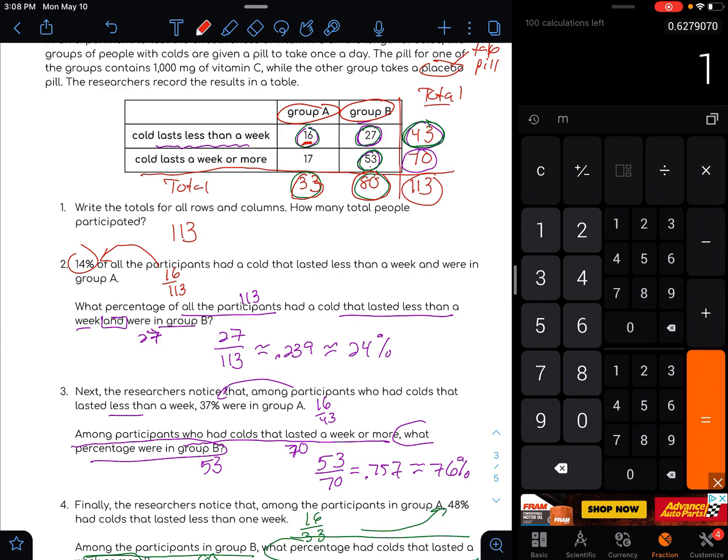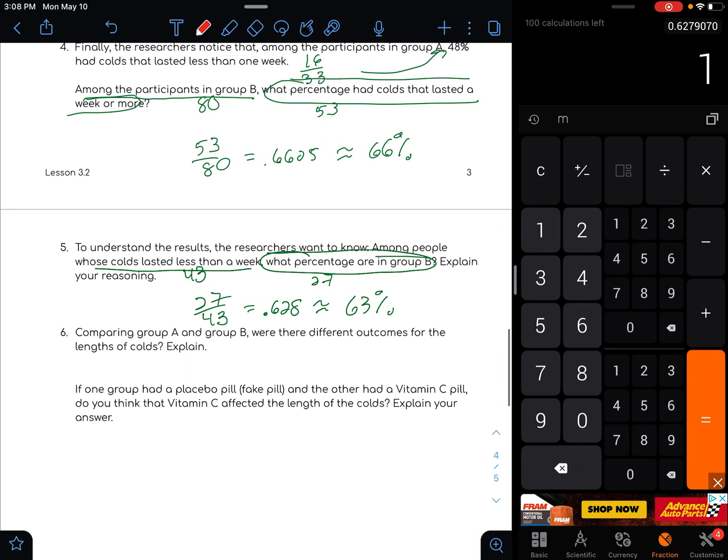But they don't have the same number of people, but still, one of these groups has the fake pill and one of them has the vitamin C pill. And it seems like there's a different thing happening, right? In group A, about an even amount had colds lasting less than a week or more than a week, just one person difference. Where there's a big difference here in group B, a much bigger percent of people had colds that lasted more than a week.